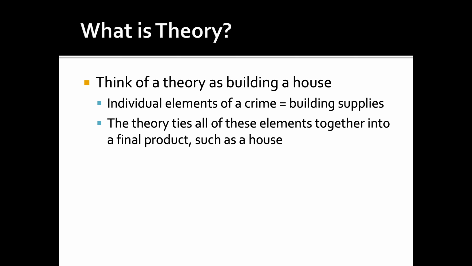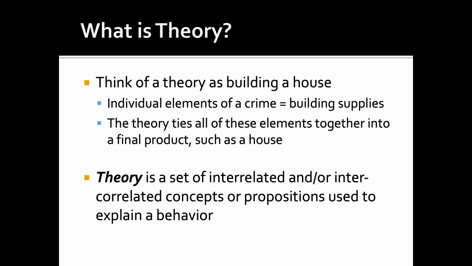So what a theory does is it ties all those individual elements together as to why someone does or does not commit a crime, turning it into a final product such as a house, or if you want to follow the baking analogy, it could be a brownie, a cupcake, a cake, whatever the case is. So you get what I'm saying. It has to have these individual elements. And in order to have those individual elements, you have to understand concepts, which is what we're going to talk about here in just a second.